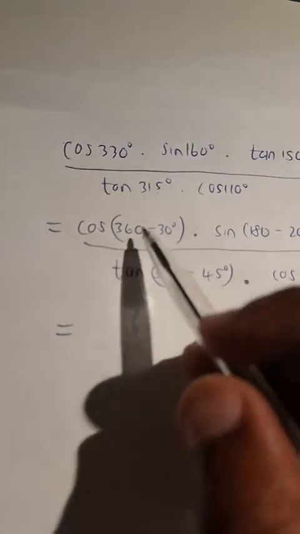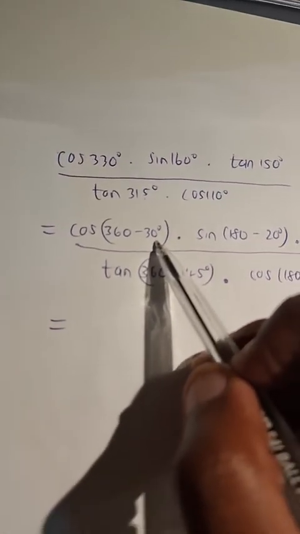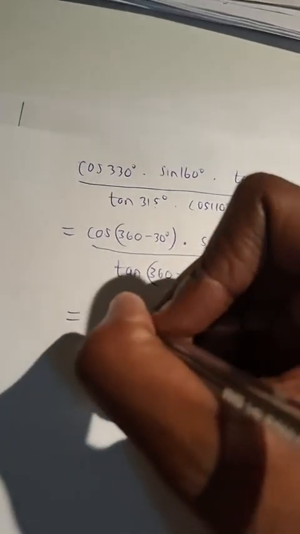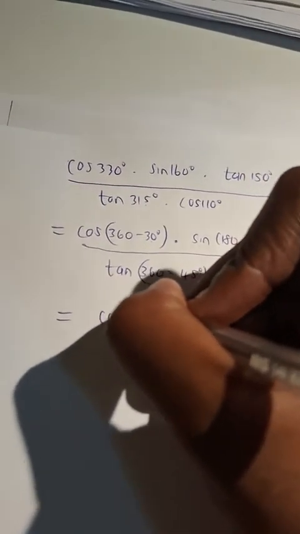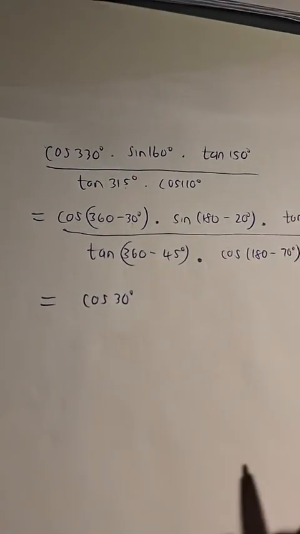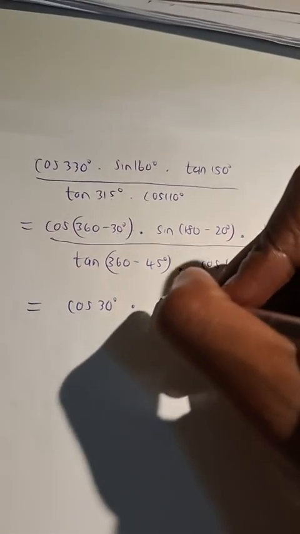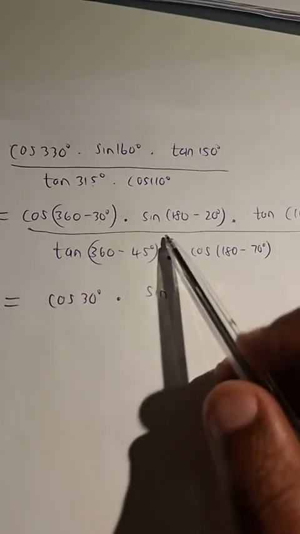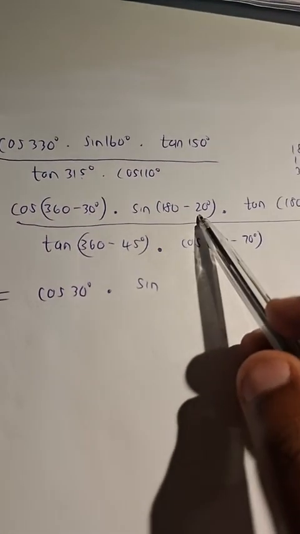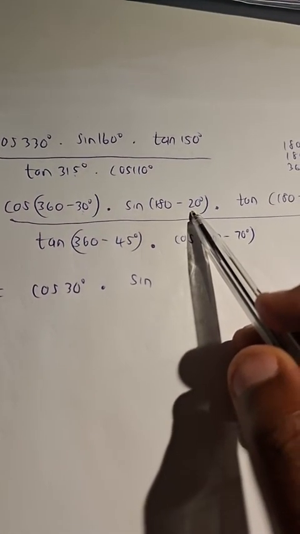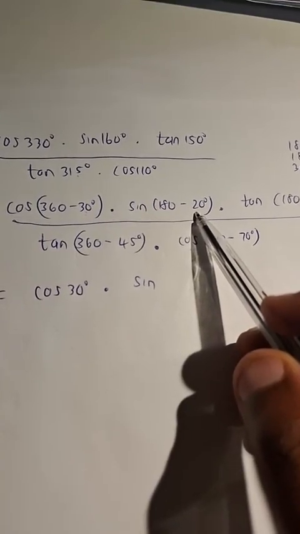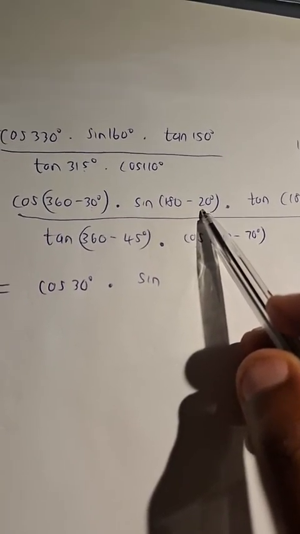So let's go now. 360 minus 30 degrees is in the fourth quadrant. How is cos? Cos is positive. Then 180 minus 20 is in which quadrant?